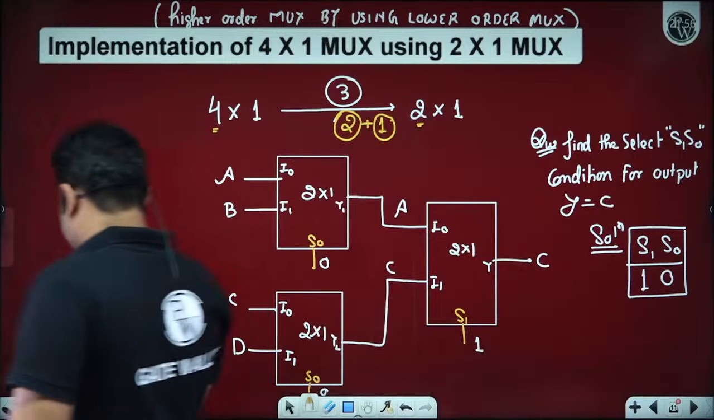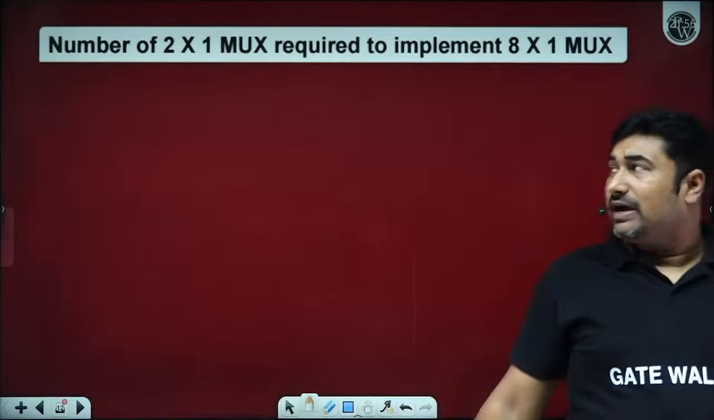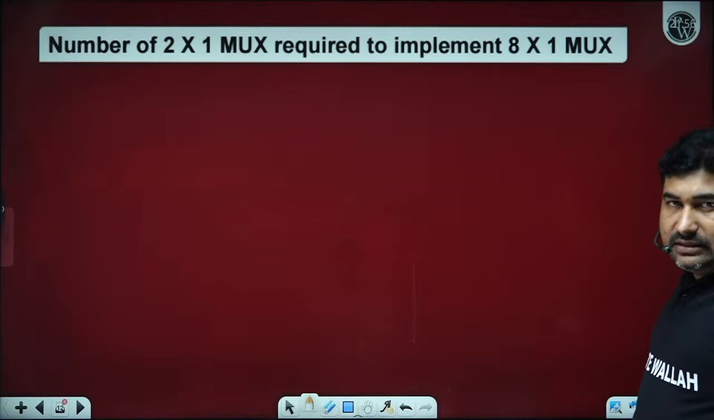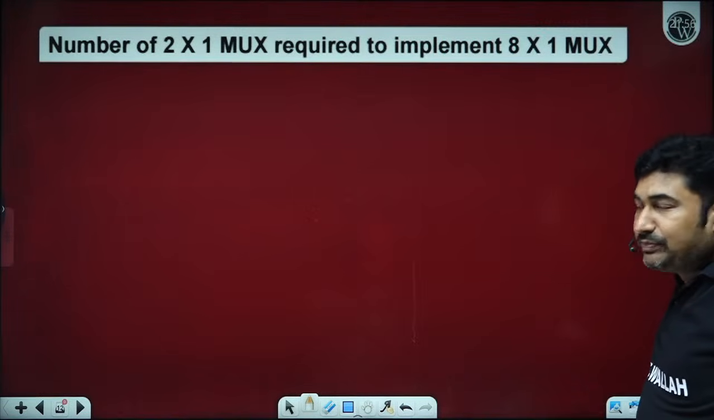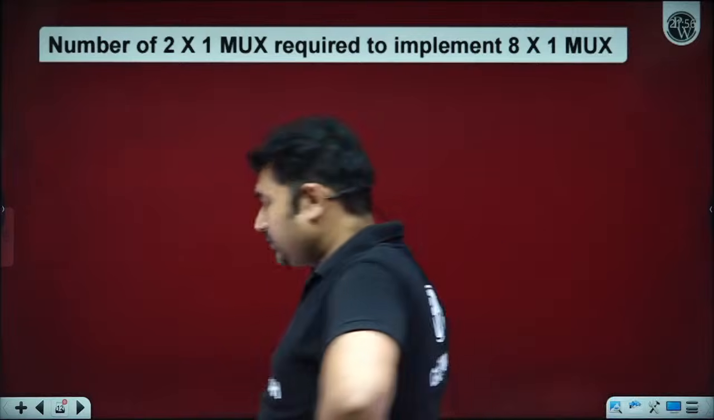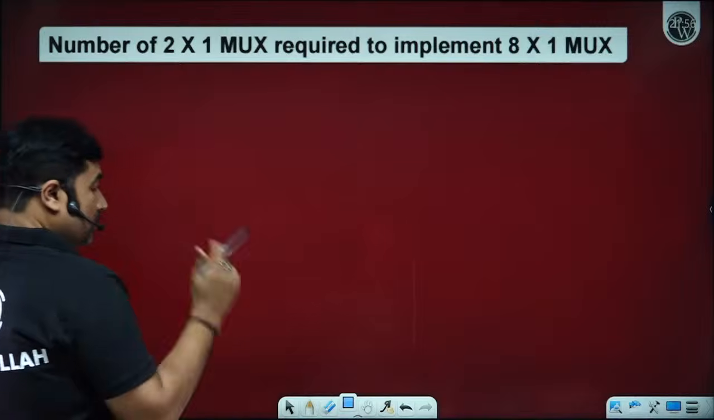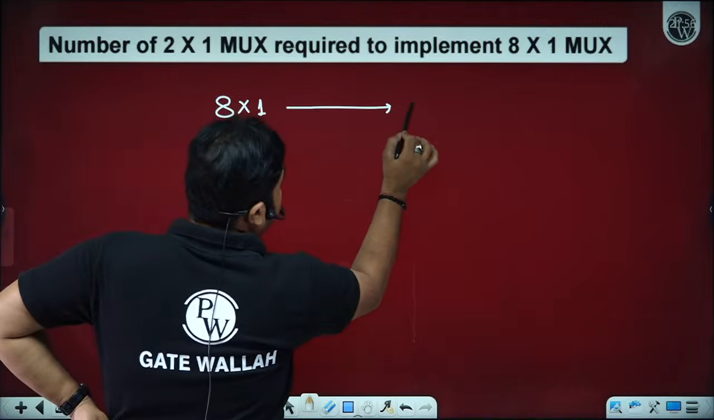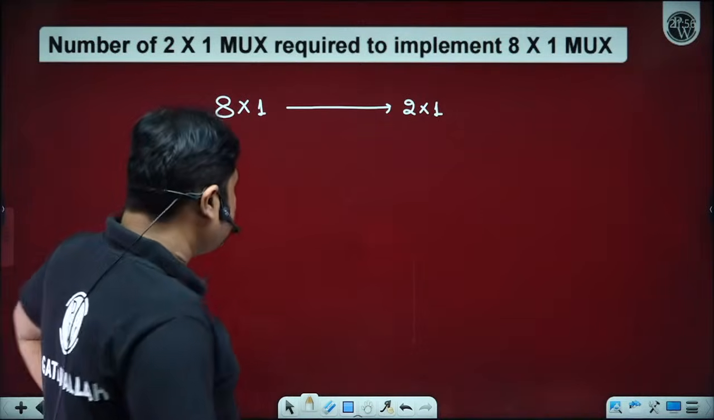Great. Let's have one more implementation. Suppose we want to implement an 8 cross 1 size mux, but the available multiplexer is only of 2 cross 1 size. So how can we implement it? Please observe, Betaji. So sir, we want to implement an 8 cross 1 by using 2 cross 1. So how many 2 cross 1 size multiplexers are needed?